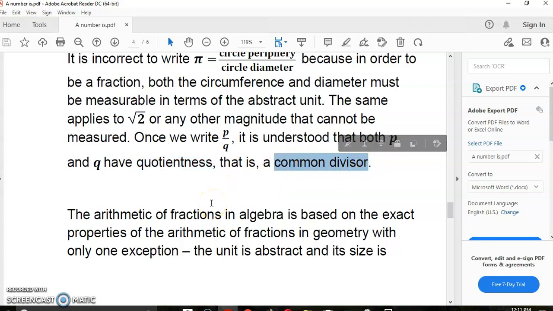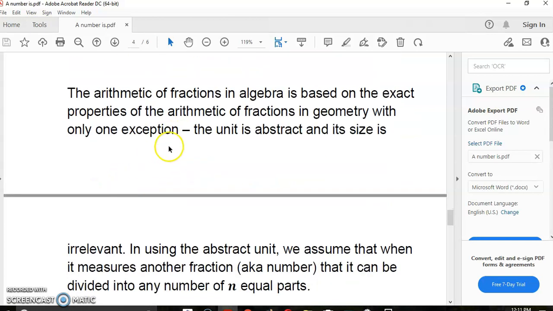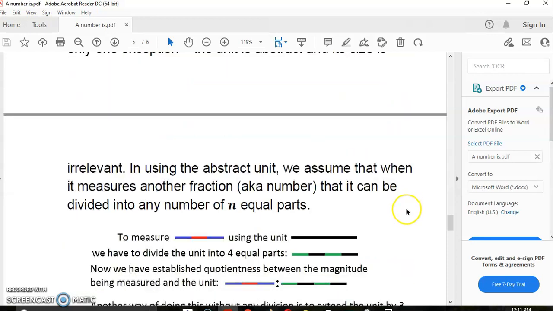Now you'll find that word pilikotita in definition 3 of book 5, and in fact I've never met one modern Greek mathematics professor or teacher who actually understood the definition, and they don't use it. So the arithmetic of fractions in algebra is based on the exact properties of the arithmetic of fractions in geometry, with one exception. The unit is abstract and its size is relevant.